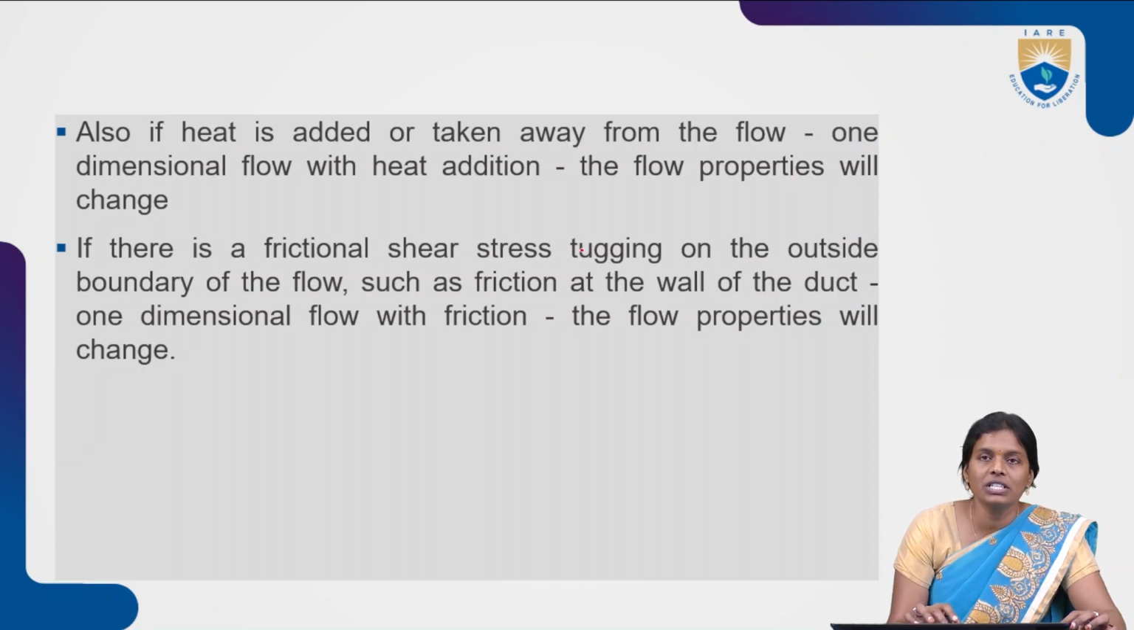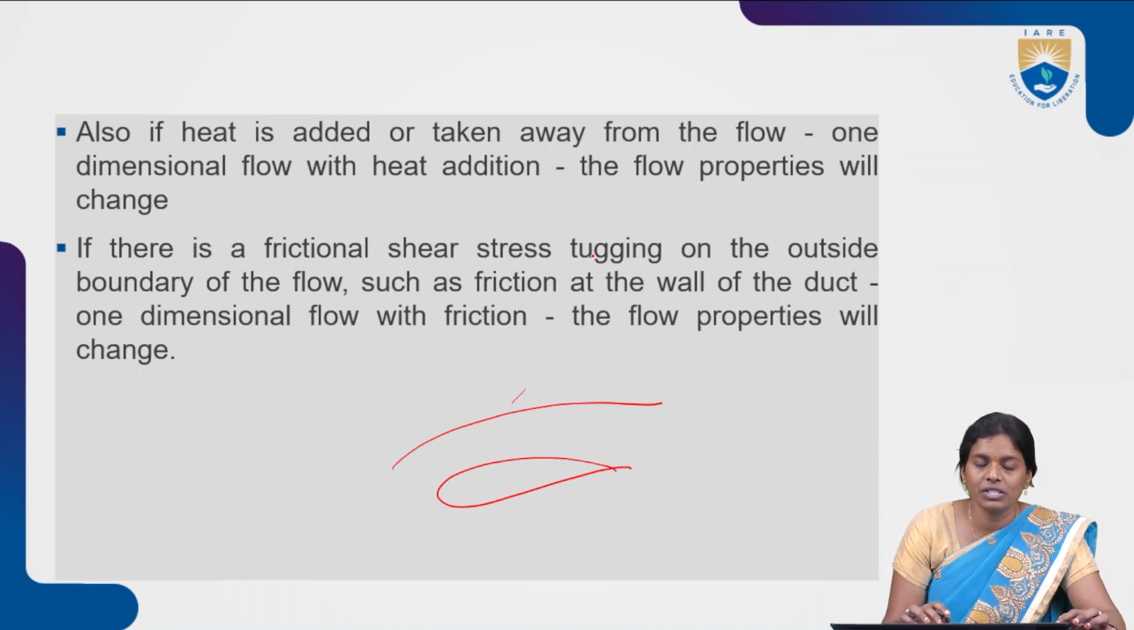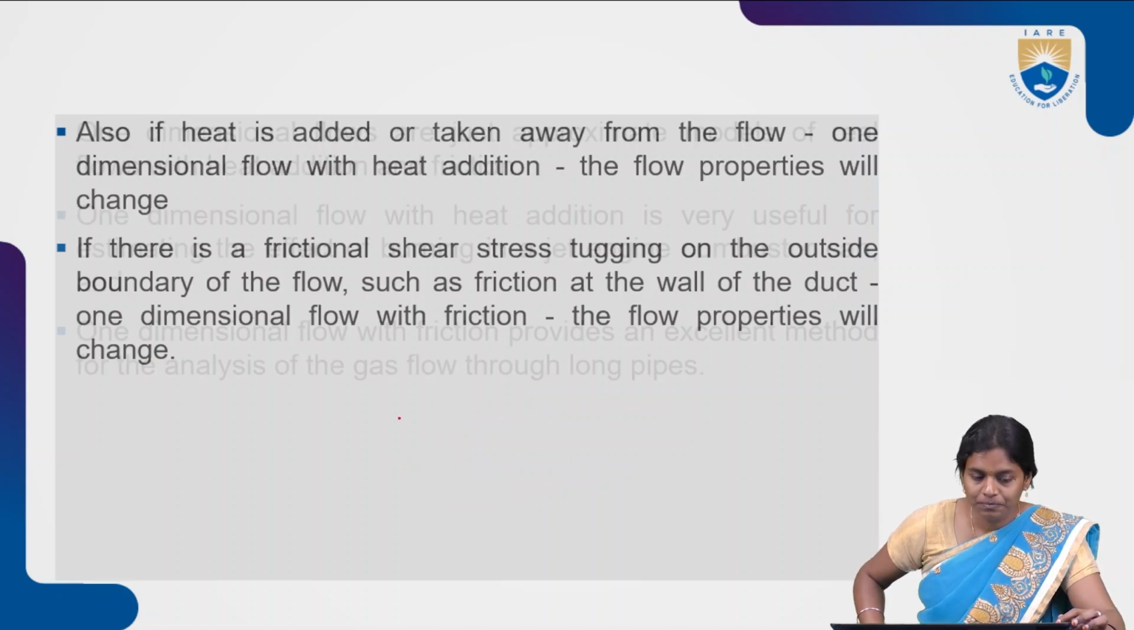If a frictional shear stress is tugging on the outside of the boundary layer, such as friction at the wall of the duct in one-dimensional flow with friction, the flow properties are going to change, right?